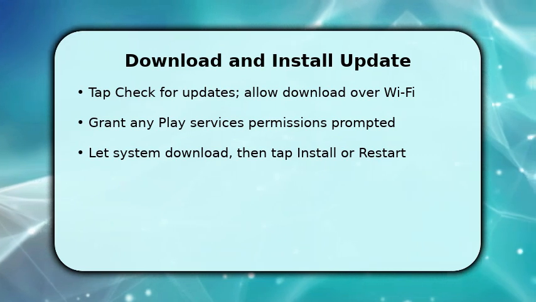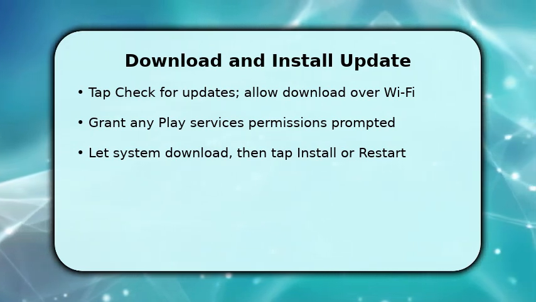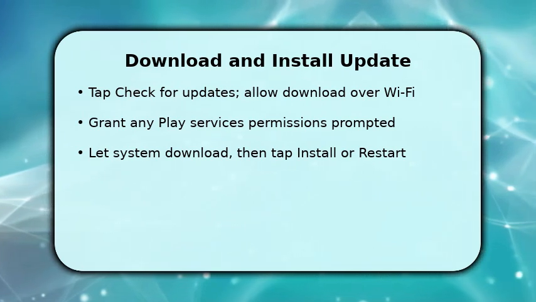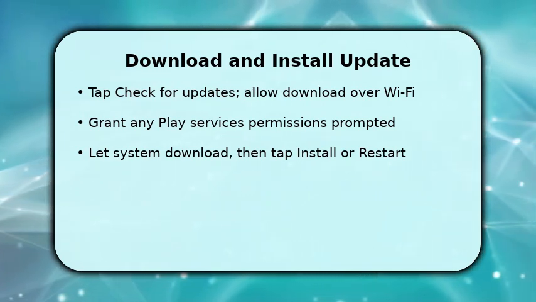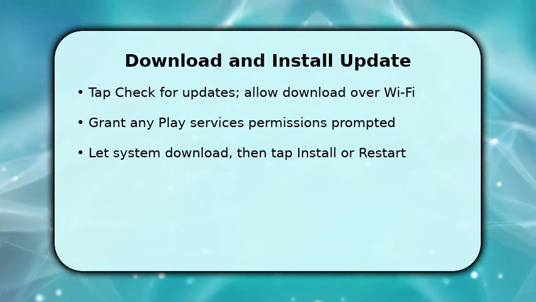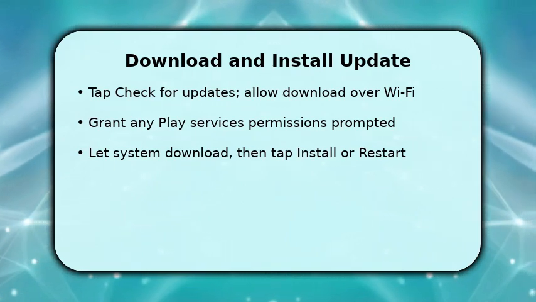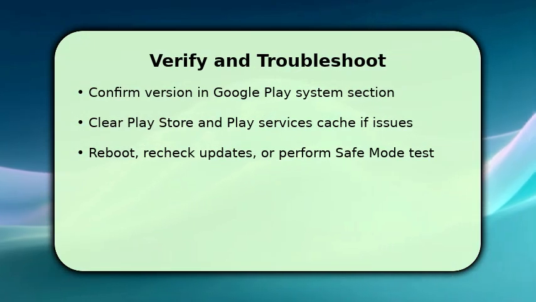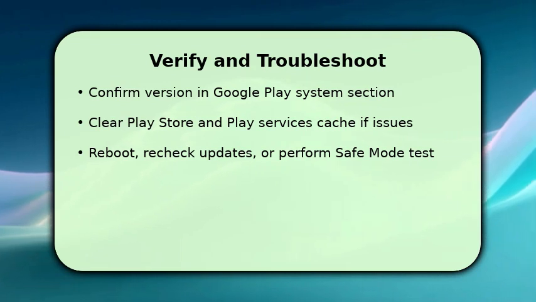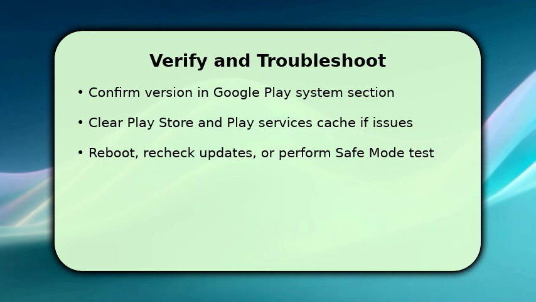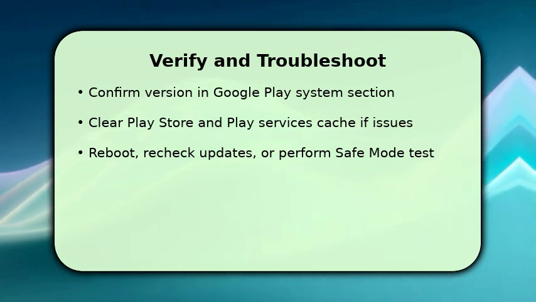After download completes, you will see Install or Restart options. Choose Install and allow the device to reboot if required. This installs the system update components into the Play Services framework, improving stability and security. After installation, verify the new version under Google Play System to ensure success. This confirms the updated security patches and services.